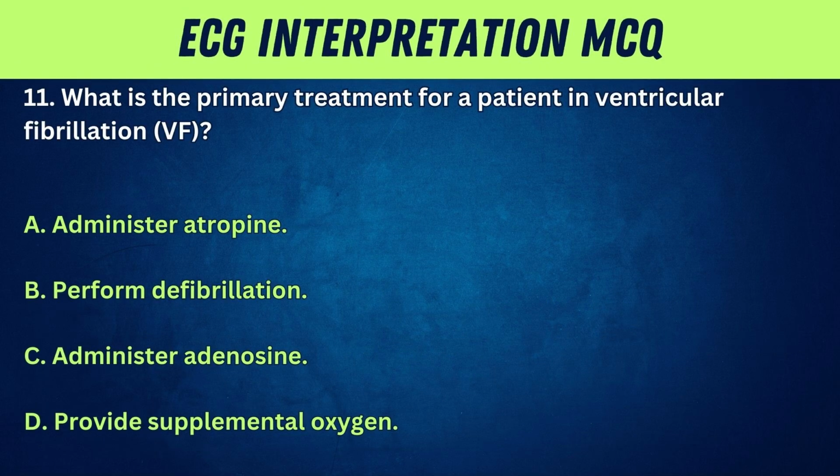11. What is the primary treatment for a patient in ventricular fibrillation, VF? A. Administer atropine. B. Perform defibrillation. C. Administer adenosine. D. Provide supplemental oxygen.